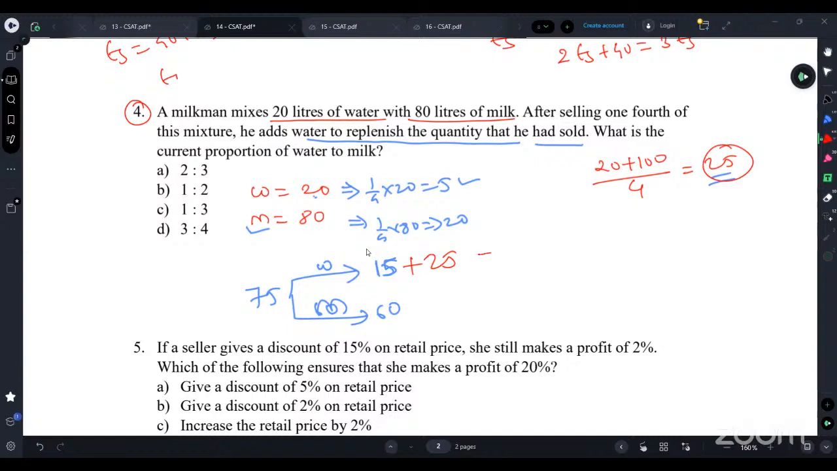Now we want to find out the ratio. What is the current proportion of water to milk? Now you have 40 liters of water and 60 liters of milk. So what will be the ratio of water to milk? It will be 40 by 60. So that ratio will be 2 by 3. So 2 by 3 is the correct answer, option A.